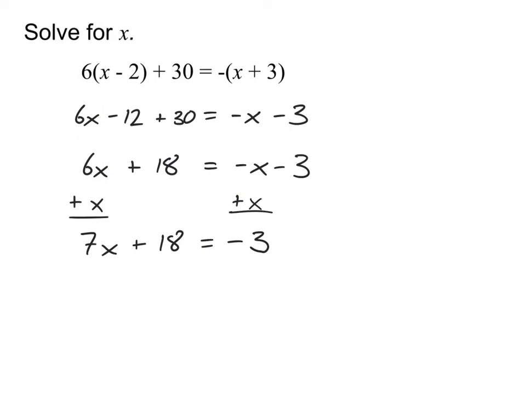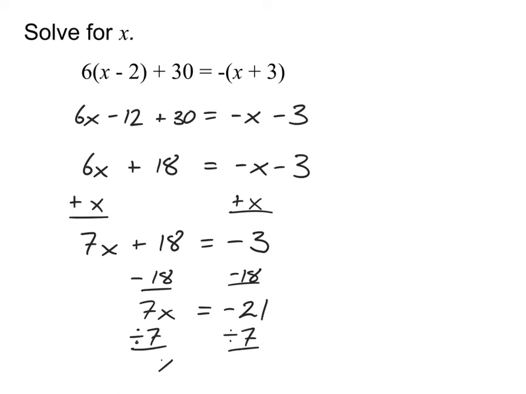All right, now I want to get rid of the 18, so I'm going to subtract 18 from both sides. So we have 7x equals negative 21. And then finally, I want to get rid of that 7, so I'm going to divide both sides by 7. And then that leaves me with x equals a negative 3 as my final answer.